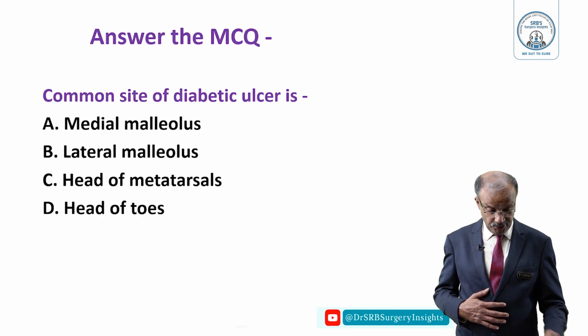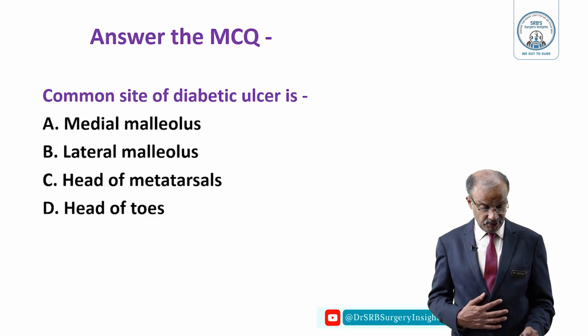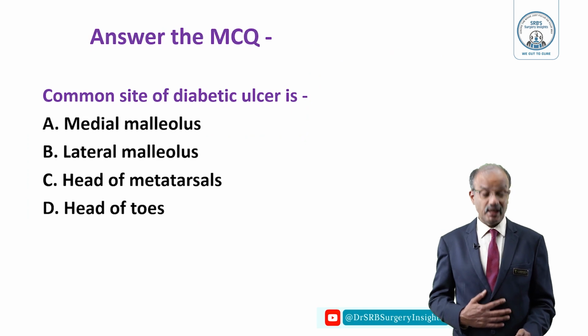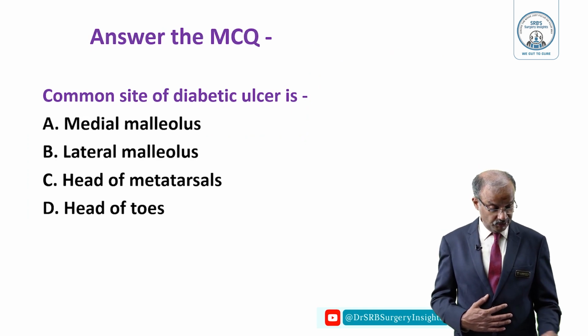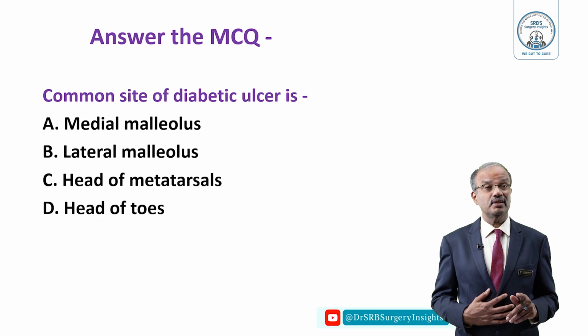So answer the MCQ. Common site of diabetic ulcer is: A, medial malleolus; B, lateral malleolus; C, head of the metatarsal; D, head of the toes. Put the right answer, I'll get back to you.